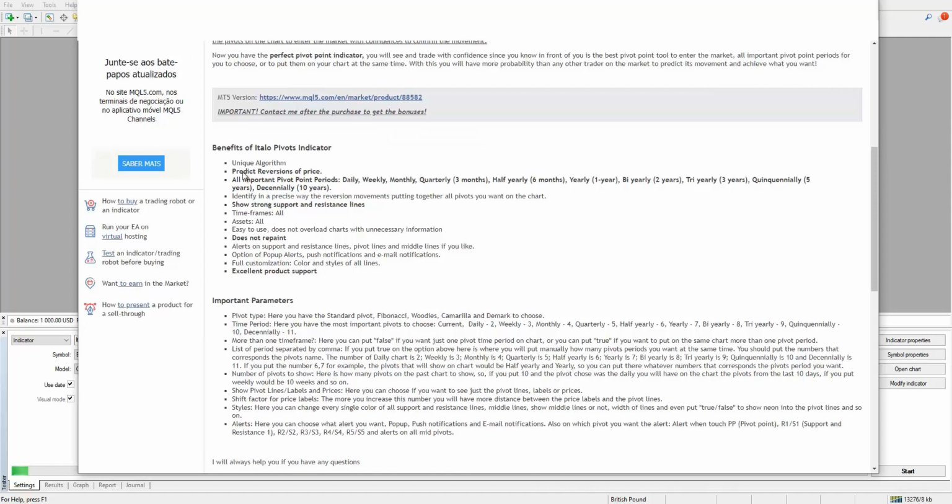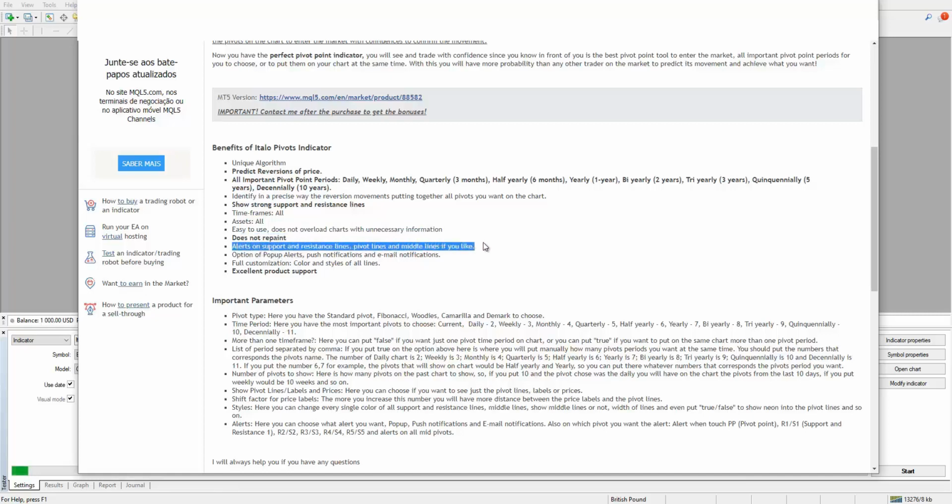So again, you're gonna have a unique algorithm that took a lot of time to make. It works on all time frames, all assets, easy to use, and does not overload charts with unnecessary information, but just the most important ones. Does not repaint.